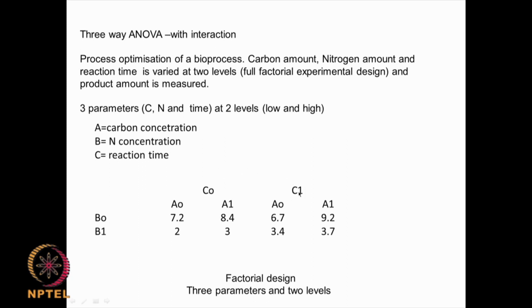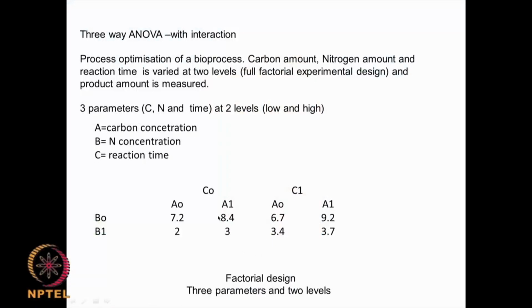So, if I have 3 parameters and I am changing each parameter in 2 levels, that means 2 into 2 into 2, that is 8 experiments. So, I have done 8 experiments. I have not replicated anything, but I have done 8 experiments and each one at 2 levels, and this is called a full factorial experimental design. 2 into 2 into 2, that means 2 raised to the power 3. So, I have a full factorial experimental design in this particular situation.